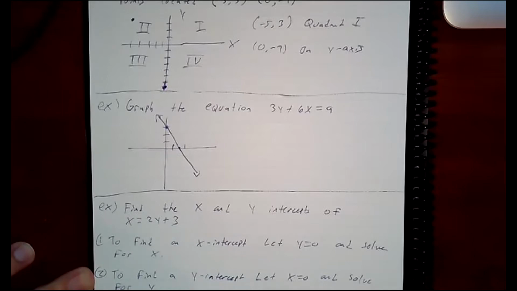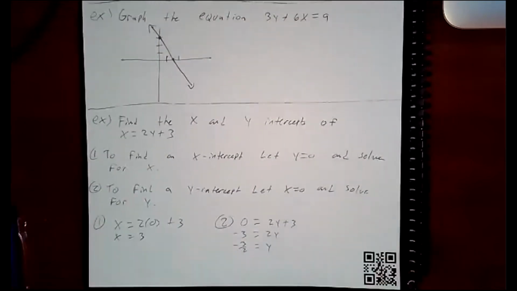So for the first one, I'll let y be 0. X would be 3. X be 0. Subtract 3. Divided by 2. Negative 3 halves equal to. Although the calculator should be able to show you that anyway, but just in case.